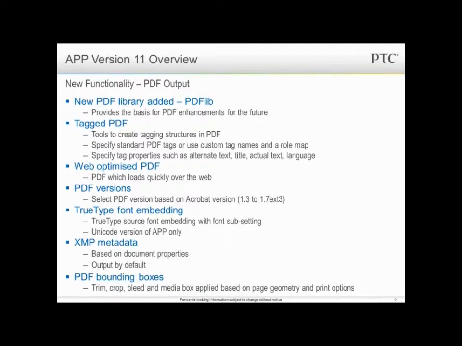So we provided tools which allow you to specify the beginning of a tag and the end of a tag, as well as specifying custom tag names using a role map. A role map maps a custom name to one of the existing standard structures which PDF tagging supports. So that's a nice feature.